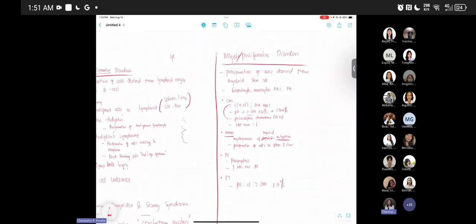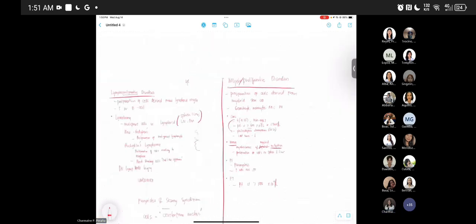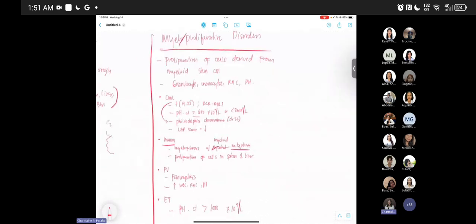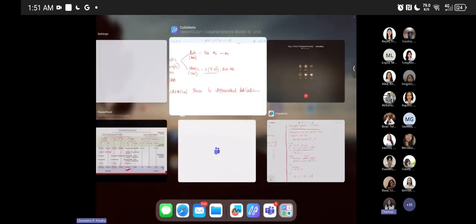So tatandaan lang dyan, since myeloid stem cell ang defect, ang granulocyte, monocytes, and RBC, and platelet count, lahat sila affected. So examples of myeloproliferative disorders, we have CML, MMM, polycythemia vera, and essential thrombocythemia. Okay, so screenshot. Okay, next lab, proceed na tayo sa lab.